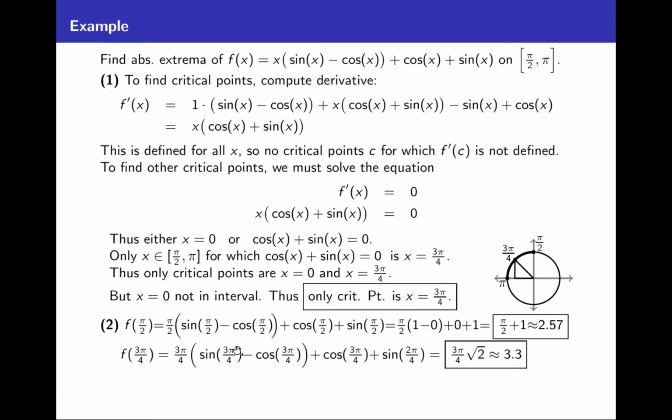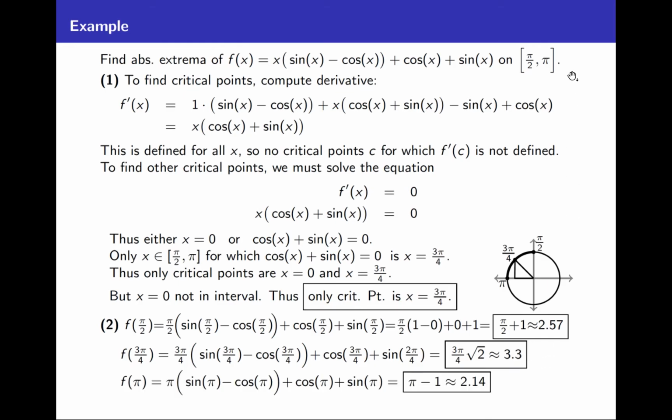Sine of 3 pi over 4 is positive root 2 over 2. Cosine of 3 pi over 4 is negative root 2 over 2. So these guys cancel out. These guys add together. And that works out to be 3 pi over 4 square root of 2, which is about 3.3, if you take the time to work it out.